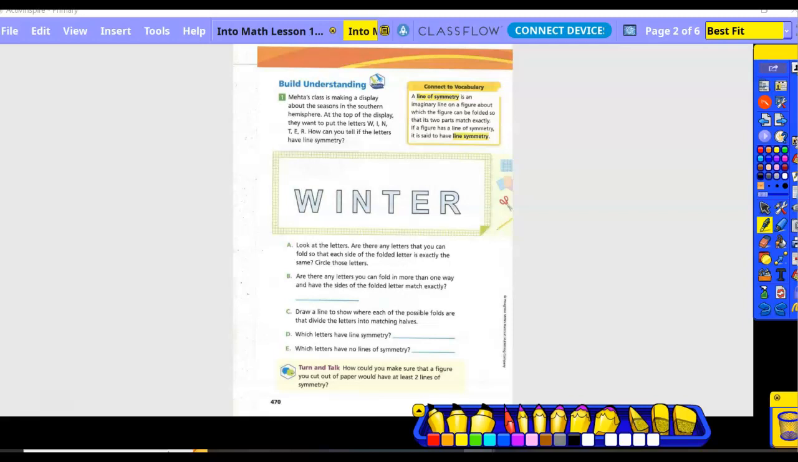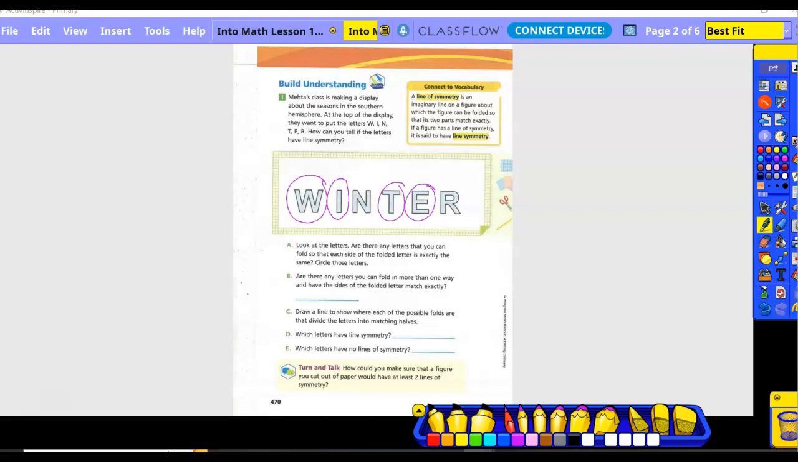So, I want you to use your mirror and use them on those letters and decide if these letters have line of symmetry. Okay, so letter A says, look at the letters. Are there any letters that you can fold so that each side of the letter is exactly the same? Choose those letters. So what do you think? W? Yeah. I? Yeah. Okay. N? No, it's kind of a tricky one because it does kind of look like that. But if you would go to fold it, they wouldn't line up, right? Okay, T? Yeah. E? Yeah.